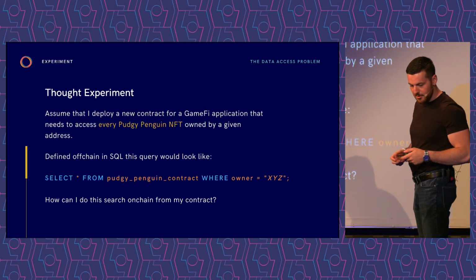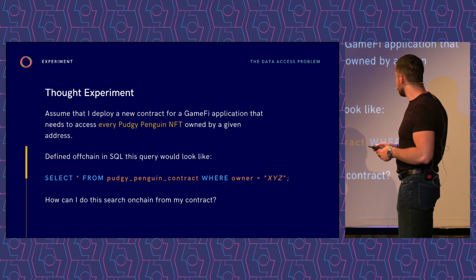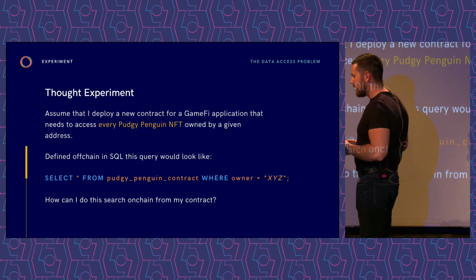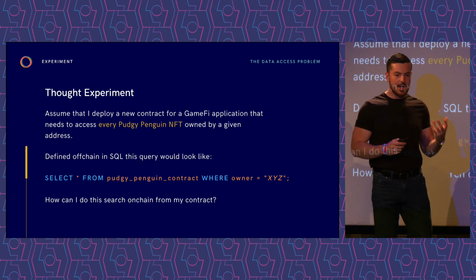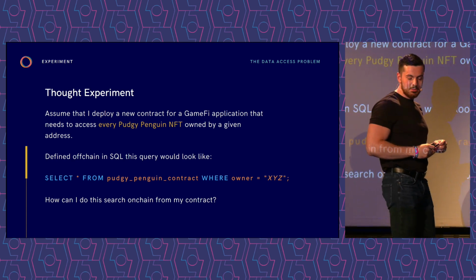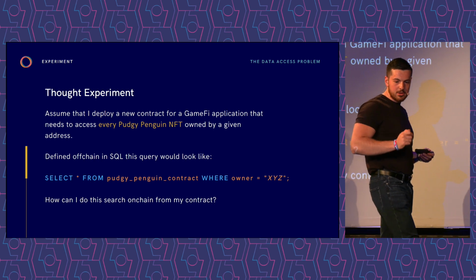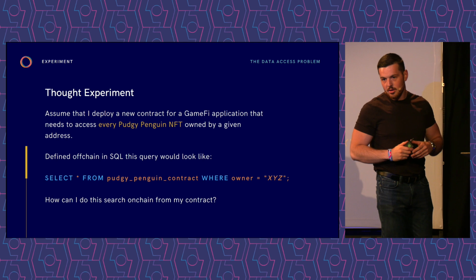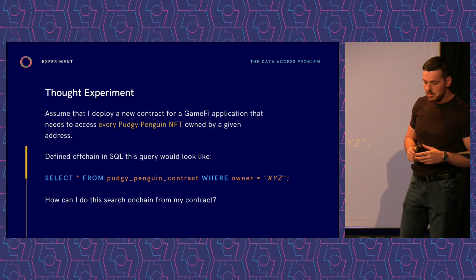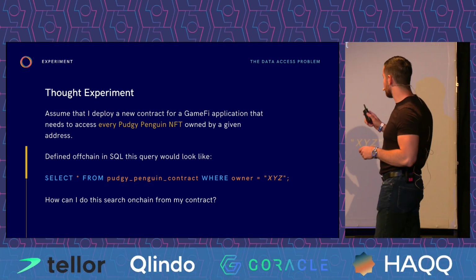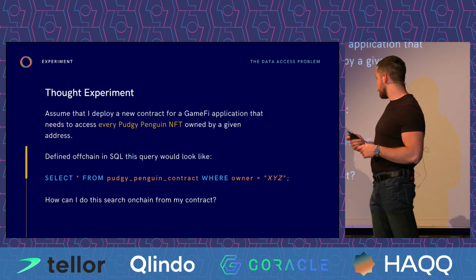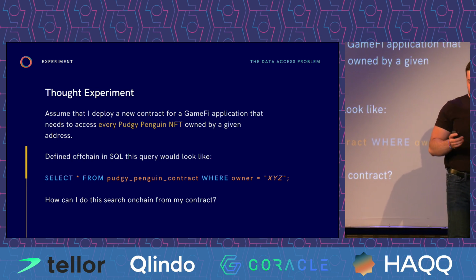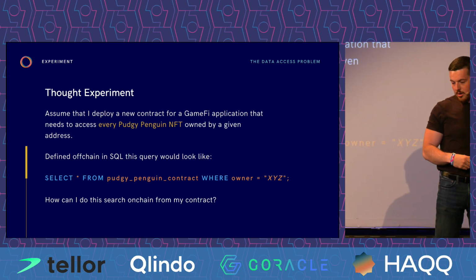And so here's a thought experiment for everyone. Assume that you have a new contract on Ethereum. And this contract needs to access NFT-level application data from a different contract, let's say the Pudgy Penguins NFT contract. And so you want to find all NFTs owned by someone with a pre-specified address. So how would you define this query off-chain? Very simply, you would just say, if it's on your database, select all from Pudgy Penguins contract where owner equals XYZ.